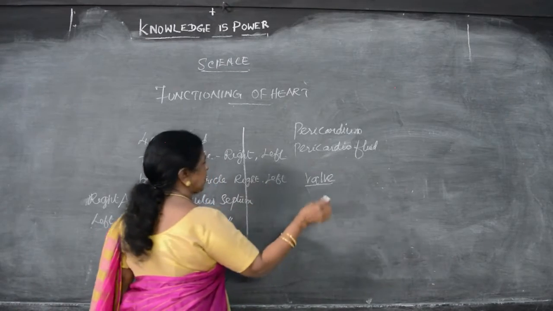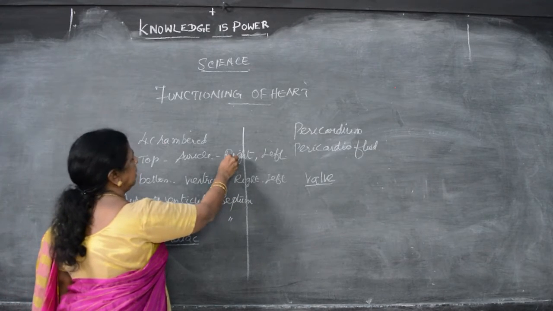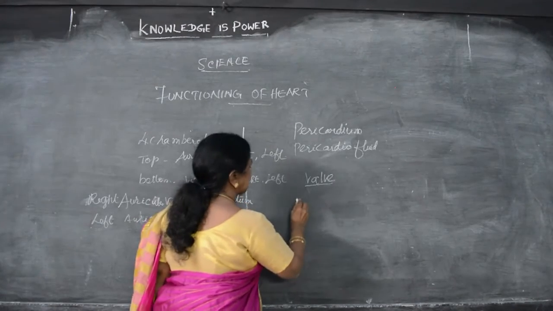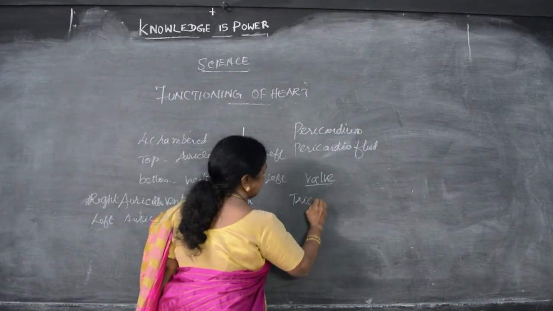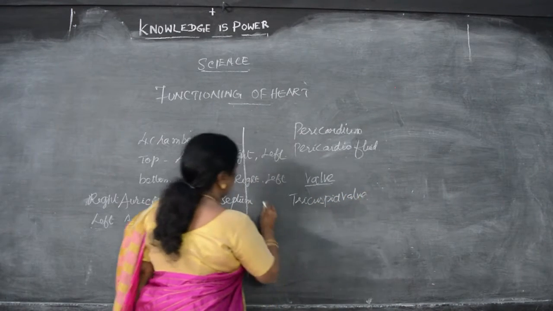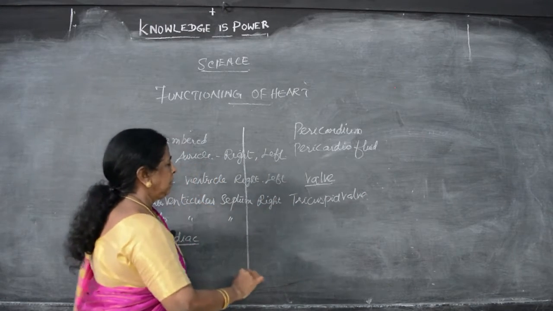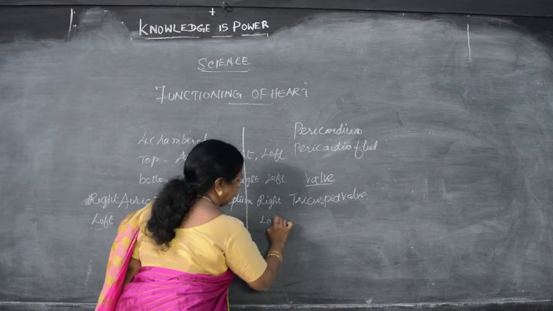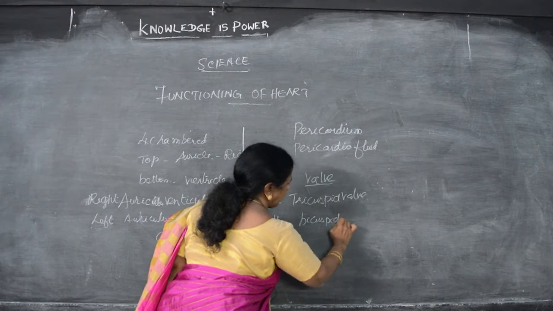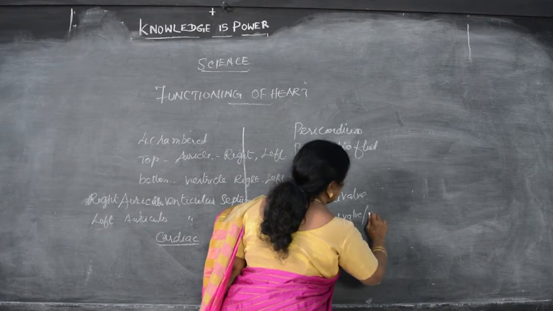Between the right auricle and ventricle, one valve I said. Both on the right side, that is right auricle and right ventricle, these two are separated by a valve, that is known as tricuspid valve. On the left side we have the same, like one valve, that is known as bicuspid valve. There is another name for this, that is mitral valve.